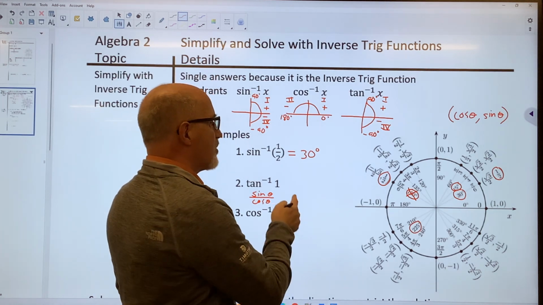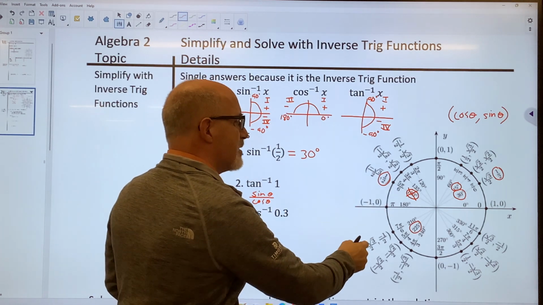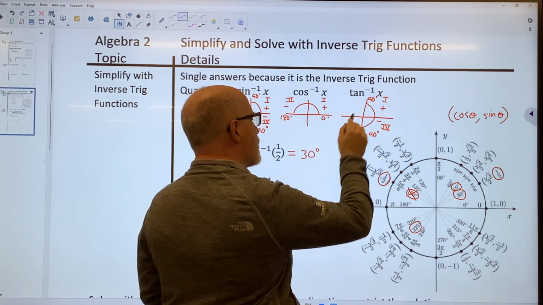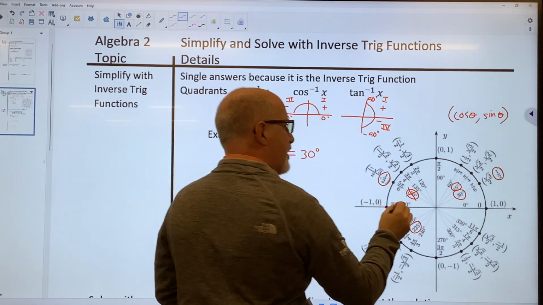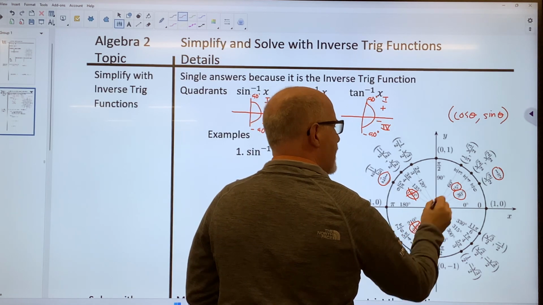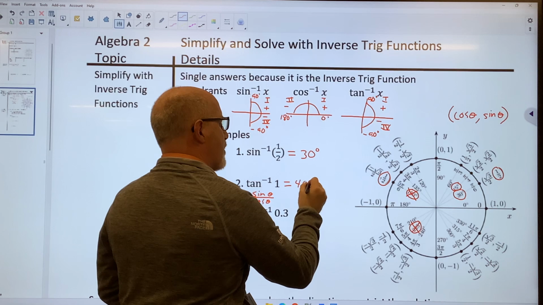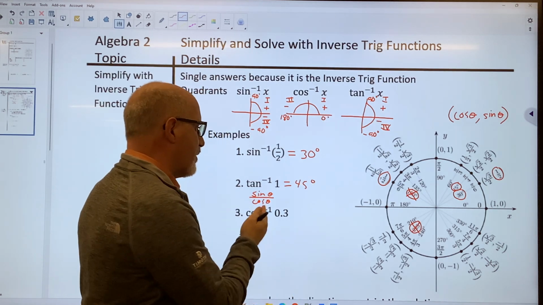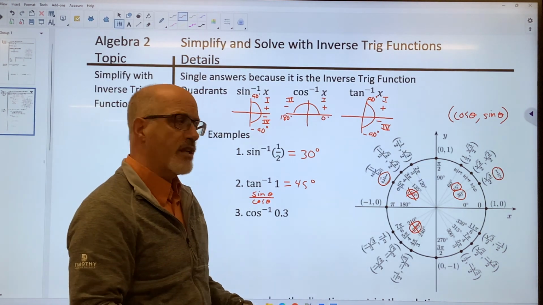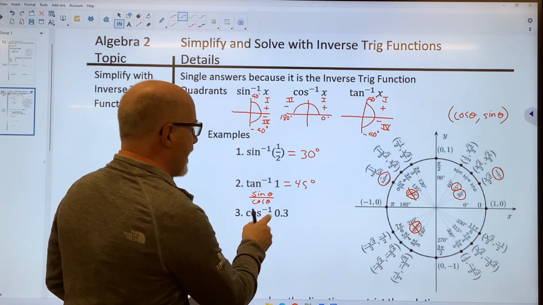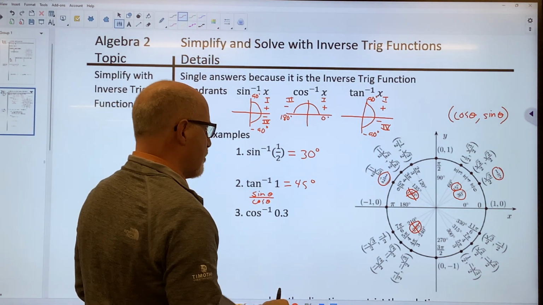So this answer, because we have 2 possibilities, notice for tangent, I'm going to use the first quadrant value for a positive value here. So this one I'm not going to use, I'm going to use the 45 degrees. And again, your calculator will tell you that. If you go ahead on your calculator and do inverse tangent of 1 and you're in degrees, it will give you 45 degrees. Now let's do inverse cosine of 0.3.